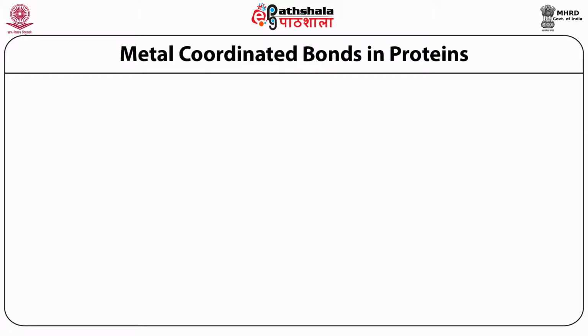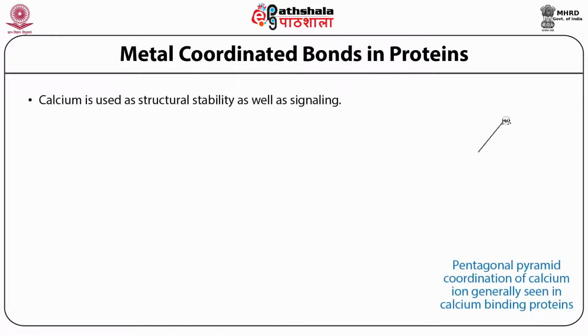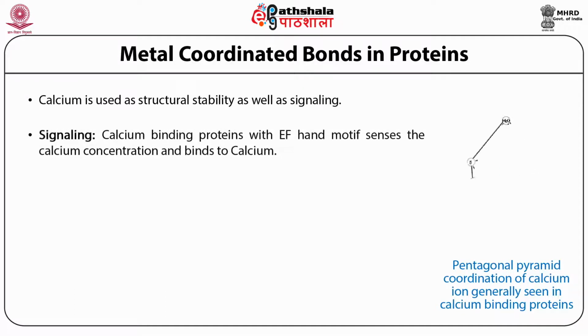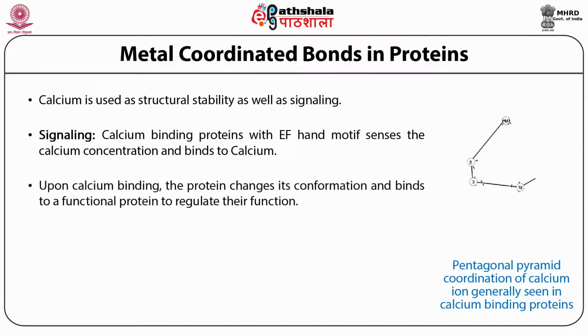Another example is calcium coordination. Calcium is used in proteins both structurally and for signaling, and signaling is a very crucial function of calcium. Calcium binding proteins with signaling properties generally have an EF-hand motif which senses the calcium concentration and binds calcium. Upon binding calcium, the protein changes its conformation and binds to other functional proteins to regulate their function. You can see further details in module 9.